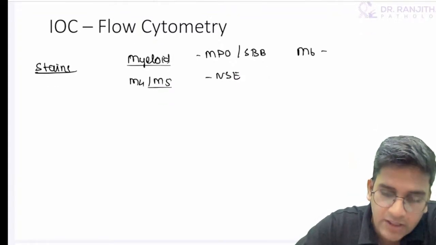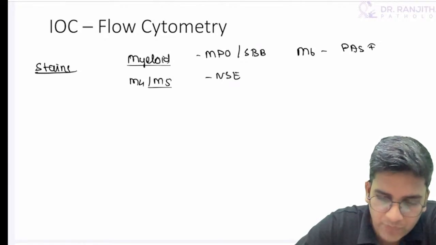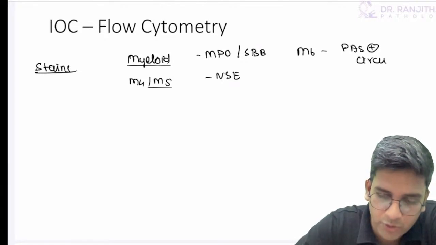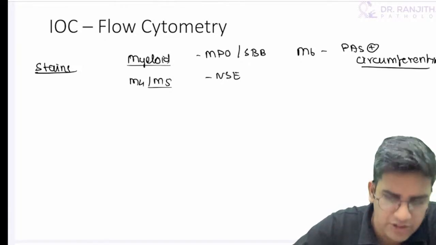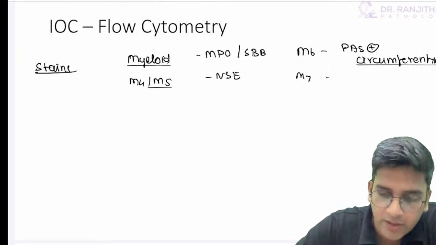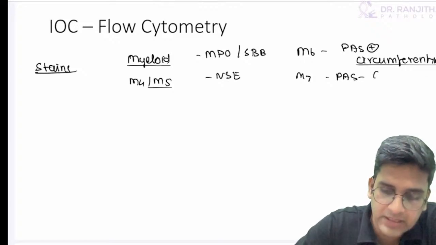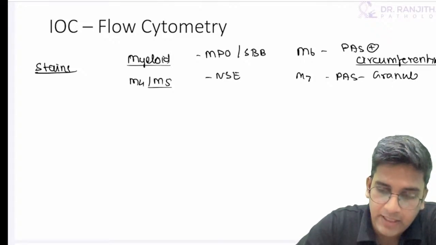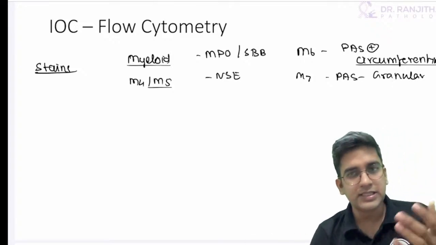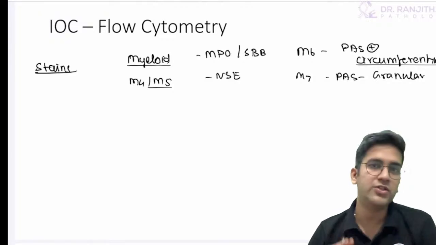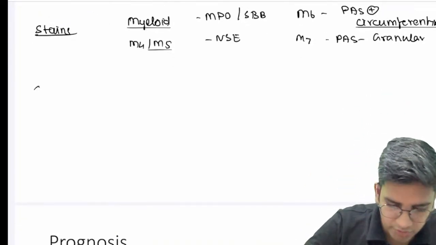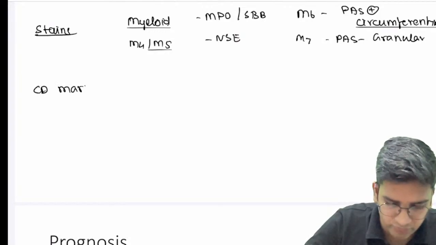AML M6, they are again PAS positive, but they are circumferential positive. It's positive throughout the cytoplasm. It's a circumferential PAS positive. Again, M7, it's also PAS positive, but it's granular positive. If I want the marker stains, I'll go for this. But as you know, this is not very specific. Specific is always your immunohistochemistry or your CD markers, which can be done with flow cytometry.